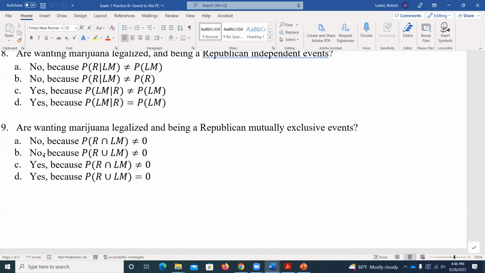Remember, whatever is on the right-hand side, that's what you're given. What's on the left-hand side is still what you're looking for the probability of. So we would call this the conditional probability of LM, or wanting marijuana legalized. We would say that events are independent if that's the exact same thing as the unconditional probability of LM. Whatever events you have, what's on the left side of that conditional line, you should be comparing to that same event where you're not conditioning on it. You should not be doing something like this.